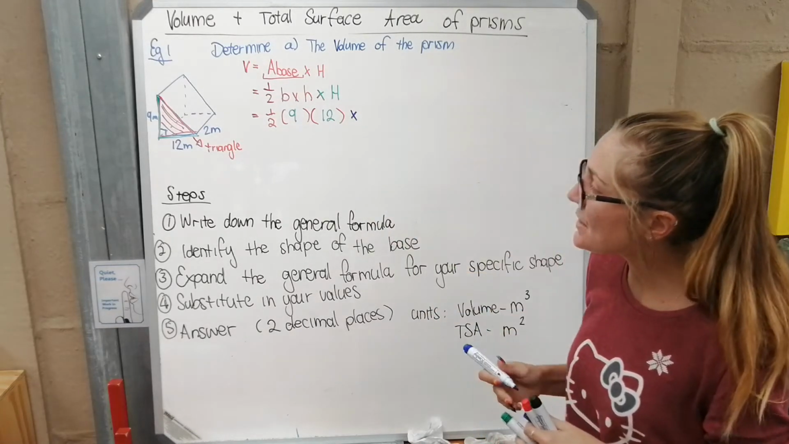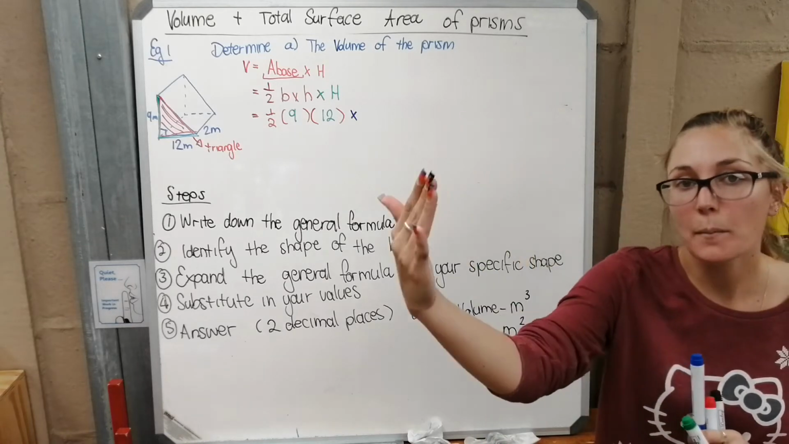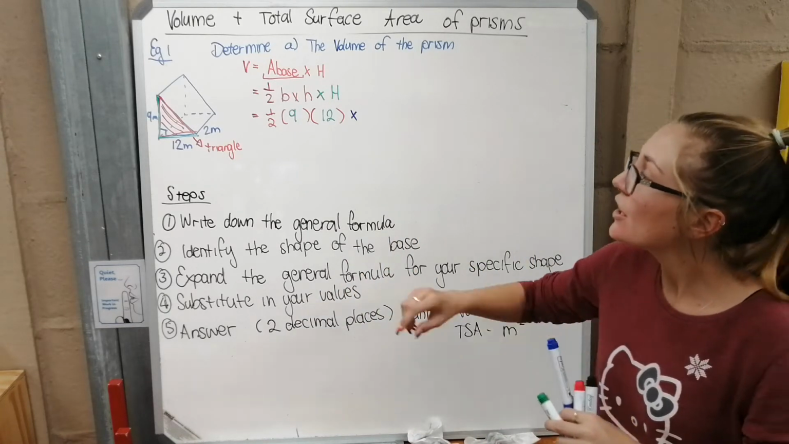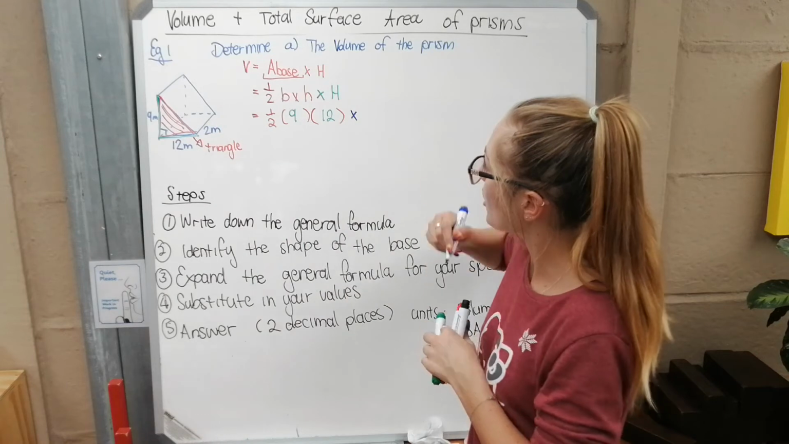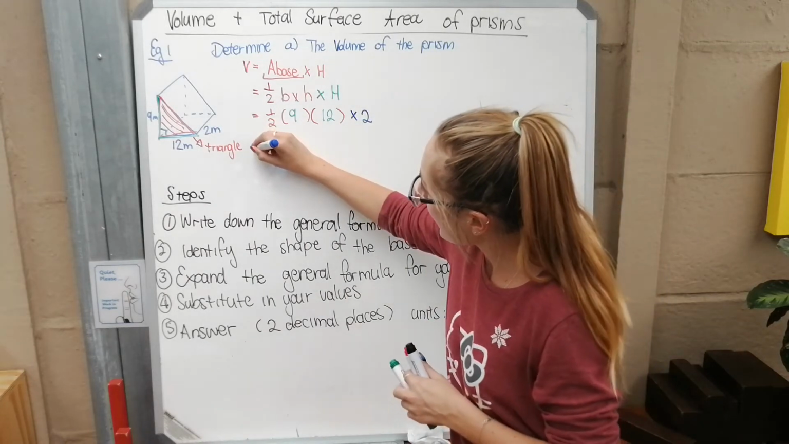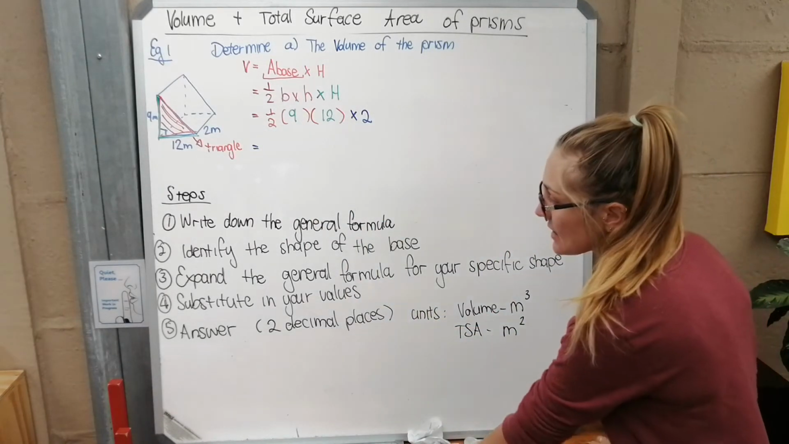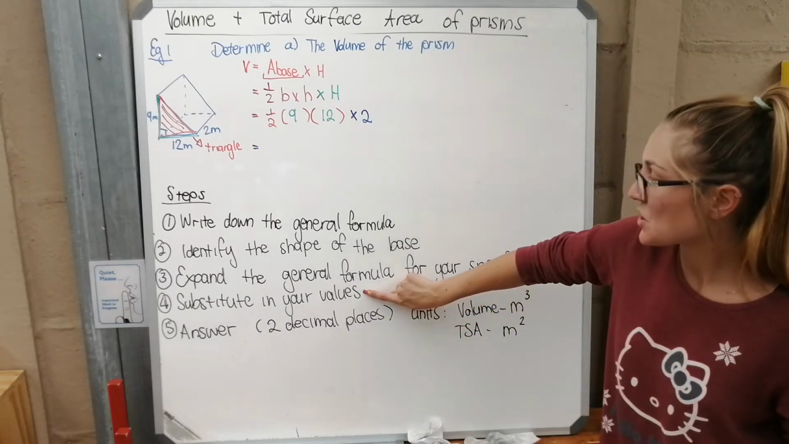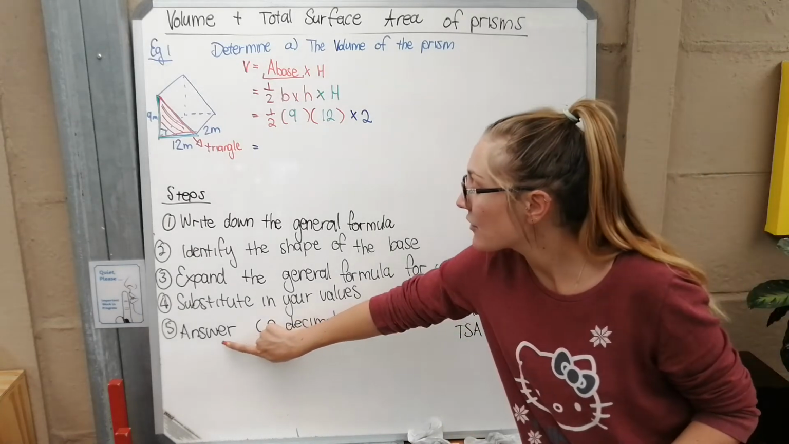And now times by the height of the prism. The height of the prism, remember, is the distance from one face to the other face. So that's this 2 meters here. So we're timesing that by 2. And we can put that all in our calculator. So that was step 4, substituting in your values. Step 5, get your answer.